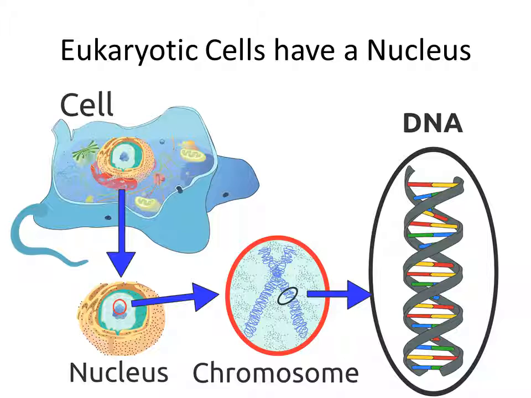Another way to classify cells are either as eukaryotic or prokaryotic. Prokaryotic cells do not have a nucleus. Eukaryotic cells do have a nucleus.